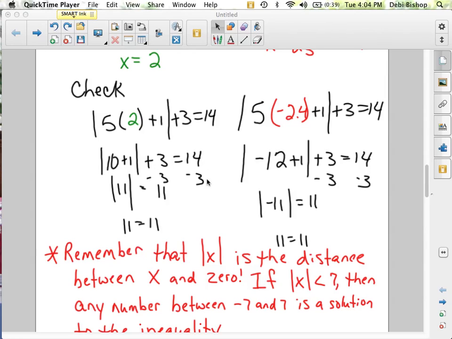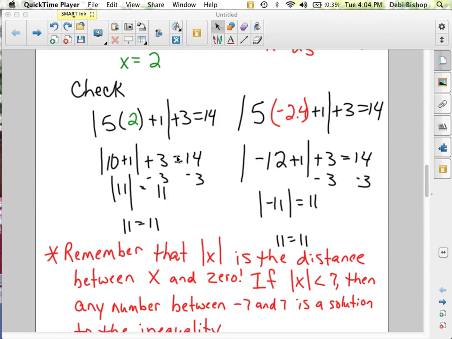I subtracted out my 3 on both sides, which is fine, and then I get the absolute value of 11 equals 11. Or I could do the absolute value of 11, which is 11, plus 3 is 14, and 14 equals 14. I didn't write that part down, but that is another way that you can solve that, or think of it. Either way, they both show true statements.